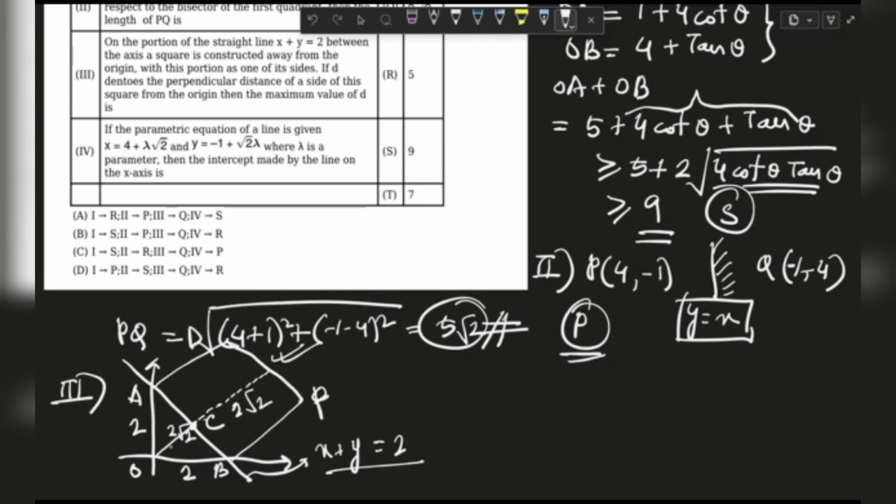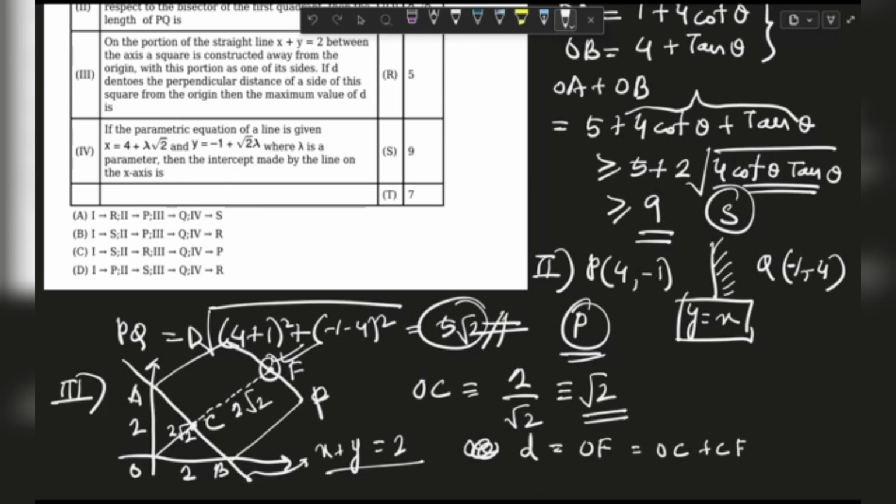And now we have to find this distance OC, for which we can calculate by perpendicular distance from a line. So this becomes x plus y equal to 2. So 2 divided by root 2, which is root 2. So your OC plus, if we take this point as some F, your final maximum distance d is equivalent to OF, which is equal to, I guess, OC plus CF, which is your 2 root 2 plus root 2. So 3 root 2.